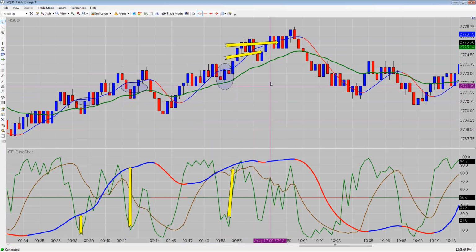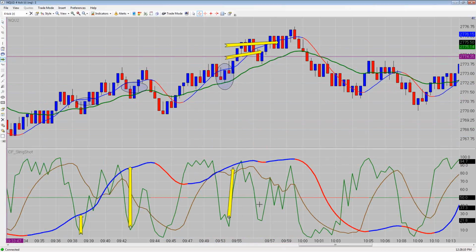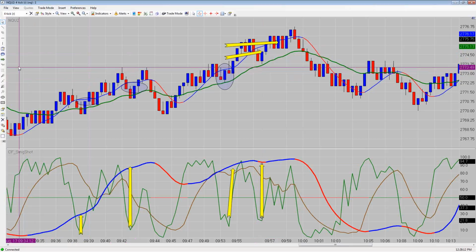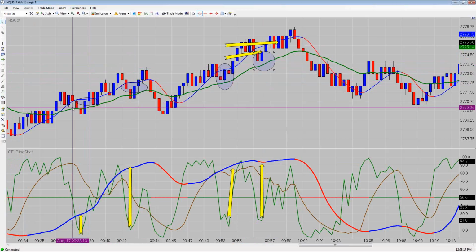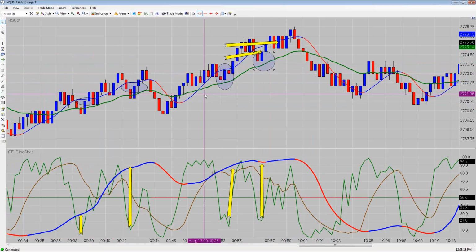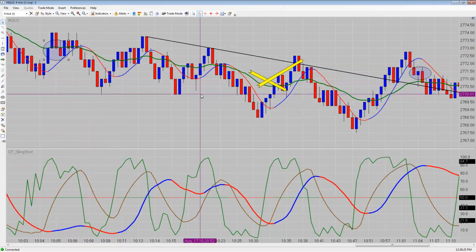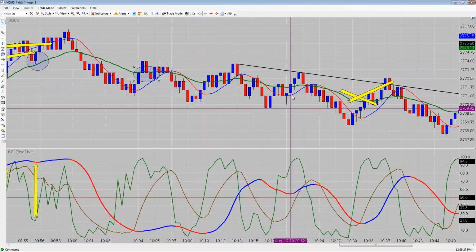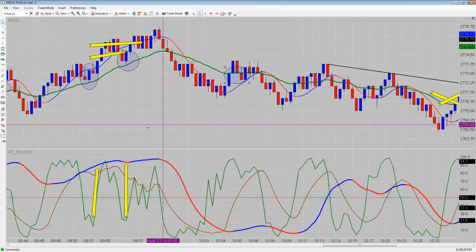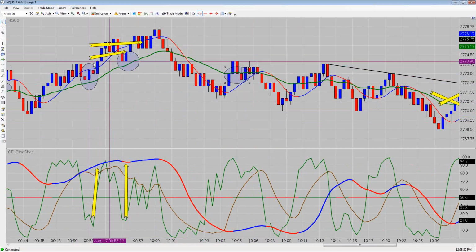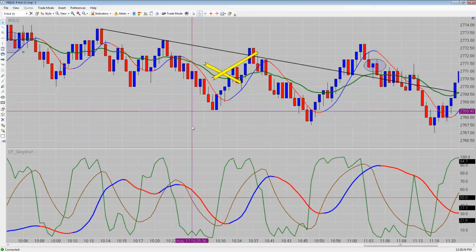All right, right there, and another one right over here. All right, that I did take. Now, right here in the first half an hour, there were 4 opportunities. The rest of the morning, there weren't that many. One right in here after the news event. Actually, the news event was at 9:55 this morning.